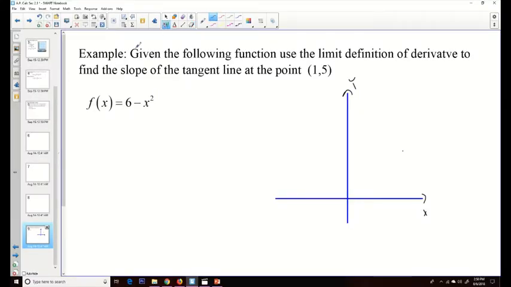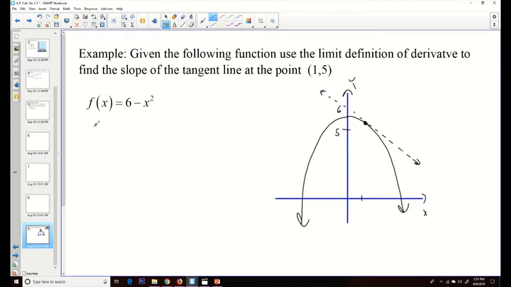So our example here is, given the following function, use the limit definition of derivative to find the slope of the tangent line at the point (1, 5). So before we actually get into this question, let's talk about what it's asking us to do. We have this function here, f of x equals 6 minus x squared, which is clearly a parabola because it's a second degree polynomial. Its leading coefficient is negative, so it opens down and has a y-intercept of 6. So we have a general idea that it's going to look something like this. All right, so 1, we'll say that's a 5. There's our 6. So we're trying to find the slope of that tangent line.